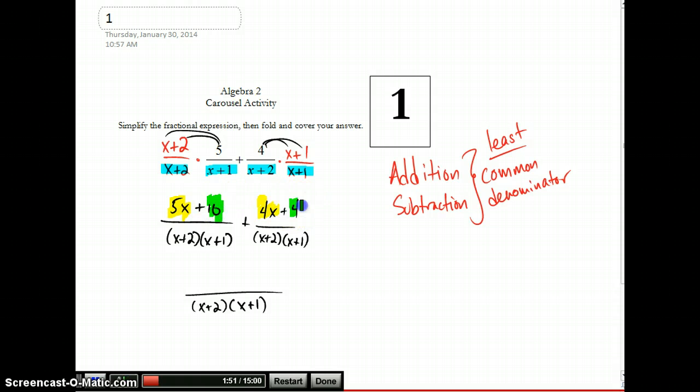Once we have our common denominator, we can add up the like terms in the numerator. So 5x and 4x, 10 and 4. 5x and 4x is 9x. 10 and 4 is 14. And if you would like to distribute in the denominator, you can. Either way is perfectly acceptable. X squared plus 3x plus 2.